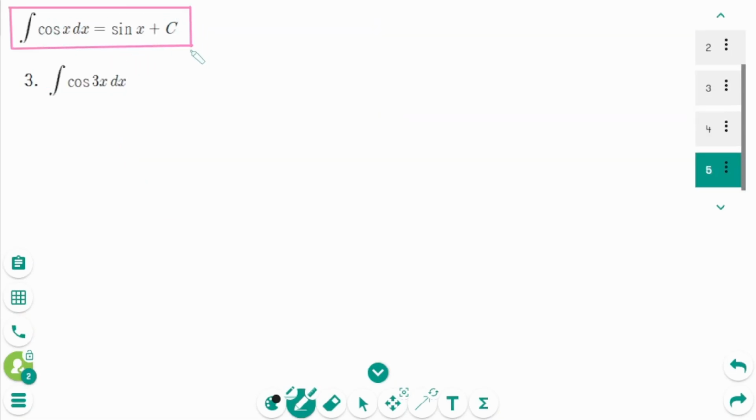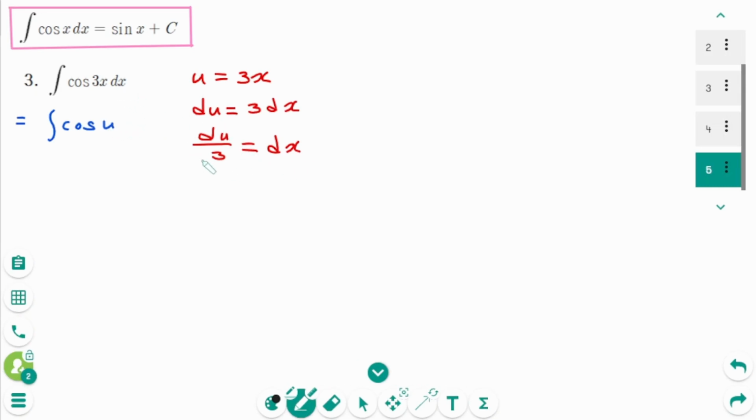Question 3. Now think about the antiderivative of cosine. Use u-substitution. Let u equal 3x. Differentiate each side: du equals 3 dx. Divide by 3 on each side: du over 3 equals dx. Then back to the original, the integral of cosine 3x, where 3x is u.